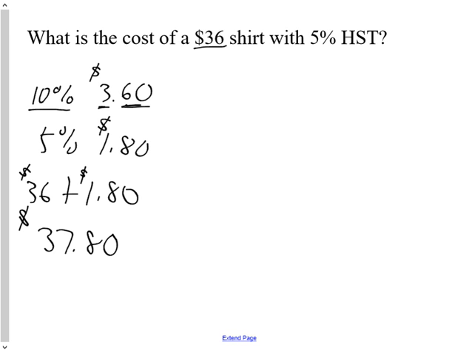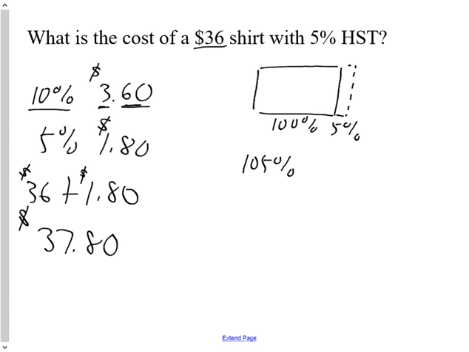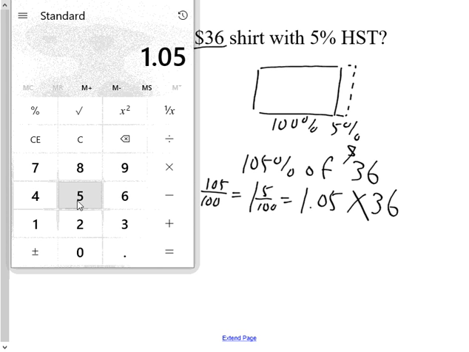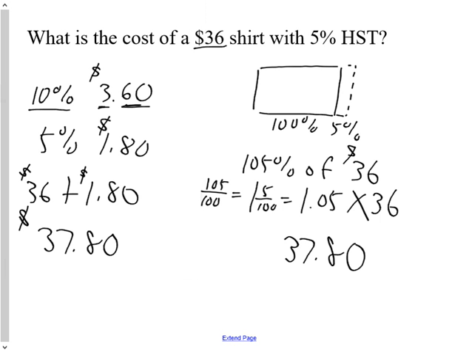So, not to beat a dead horse, but if that's 100%, and that's 5%, we will be paying for 105% of the shirt of $36. 105% is 105 over 100, which is 1 and 5 over 100, which is equal to 1 and 5 hundredths, not 5/10. Because if you put 1.5, you're actually finding 150%, right? So therefore, we have this multiplied by 36. I'm hoping it's 37.80. 1.05 multiplied by 36 is 37.80. Any questions with that? I'll pause that and you can copy it down.